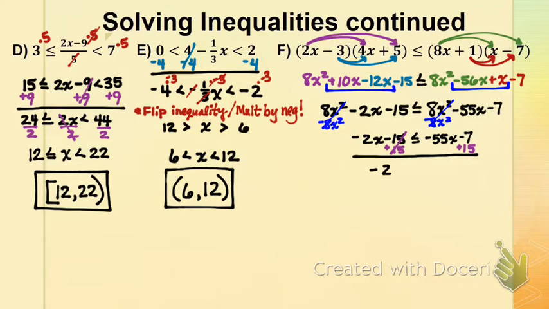I would have negative 2x is less than or equal to negative 55x plus 8. Pedro, what do you think after that? You add 55x to the other side. Yep, we're going to add 55x to both sides.